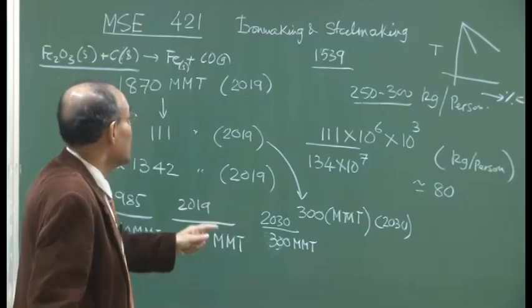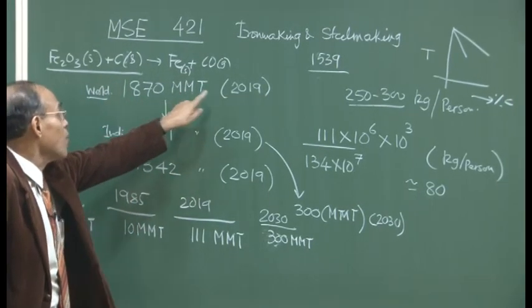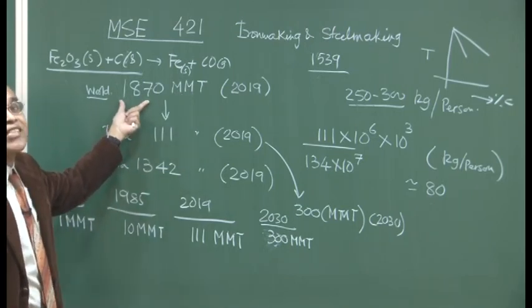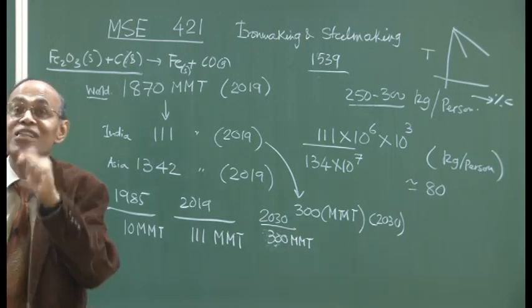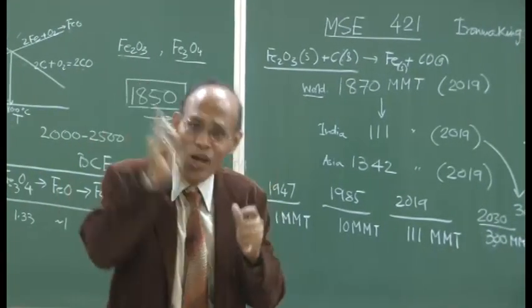So, you can imagine if we have produced 1870 million metric tons of steel, you can roughly say about 500 to 600 million tons per annum of slag is produced, and slag is a waste material. And today we know the slag is not a waste material.